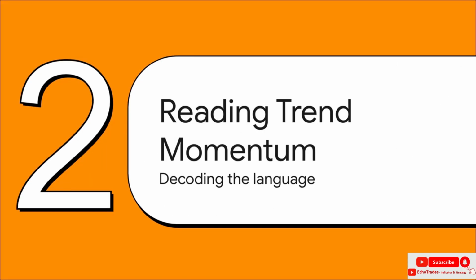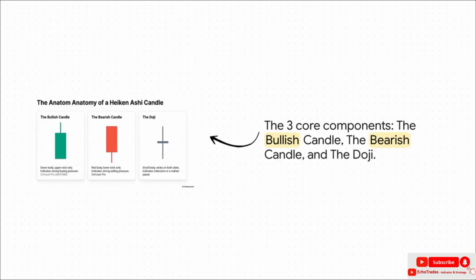Okay, so we've got our filter, but a tool is only as good as the person using it, right? So now we have to learn its language. These Heiken Ashi candles tell a story about a trend's momentum, and our job is to learn how to read that story. And that language is built from just 3 core words.